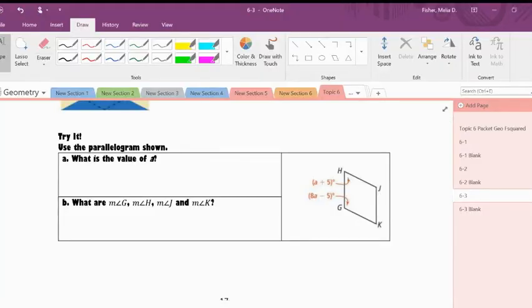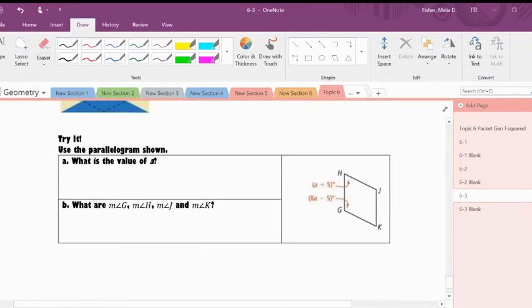We are going to skip the main part of example 4 and just look at the try it together. Looking at the parallelogram shown, what is the value of A? Well, we know that those two angles are supplementary, so we would take the 8A minus 5 plus the A plus 5, and that needs to add up to 180 degrees. So that's 9A, and then minus 5 and plus 5 cancel each other out, so equals 180. And we know that A, if we divide both sides by 9, comes out to be 20.